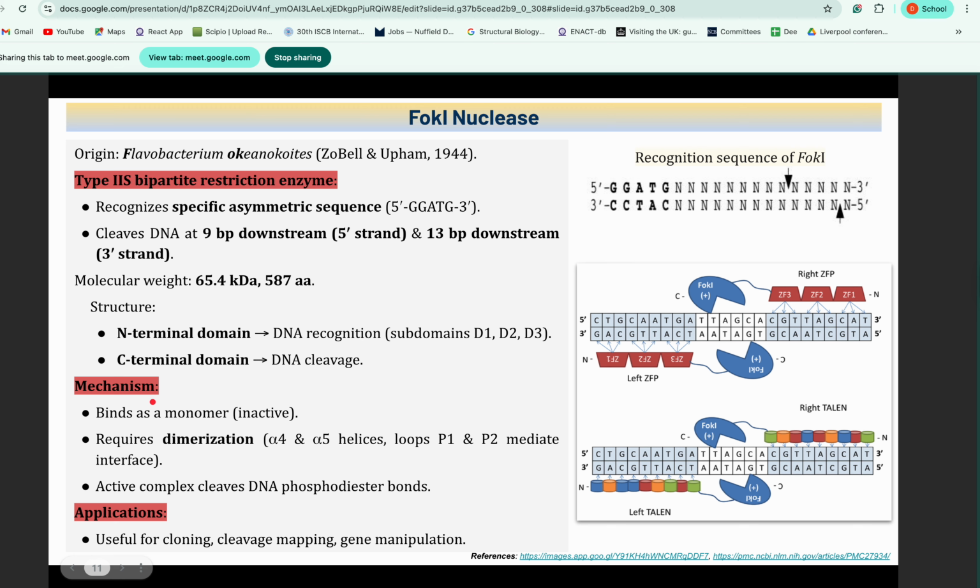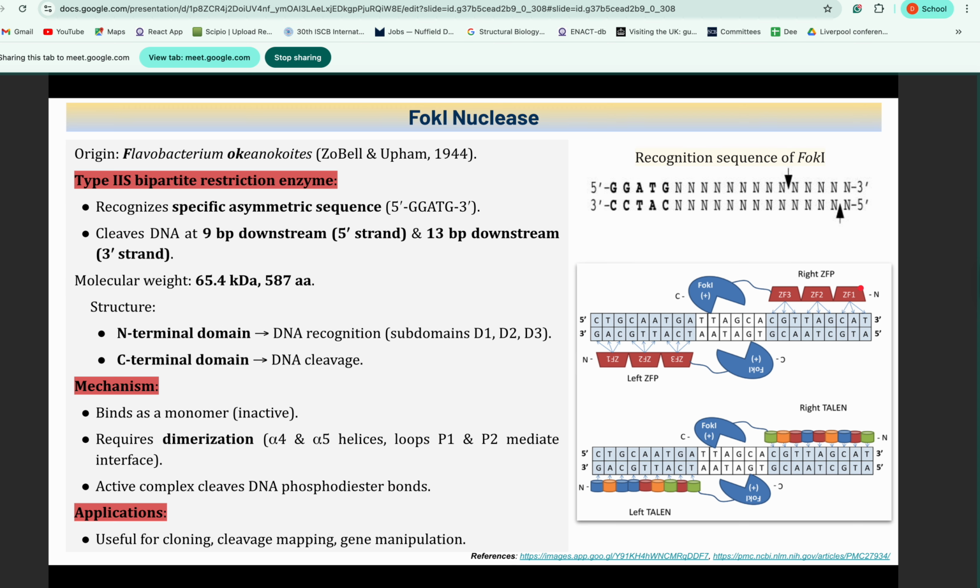Now, what is the mechanism? How does it carry out its activity? It binds as a monomer, which is inactive. It requires dimerization. So alpha 4 and alpha 5 helices and loops P1 and P2 mediate an interface, and the active complex cleaves the DNA phosphodiester bonds, because we know that the sugar phosphates, that is the backbone of our DNA, are linked to one another with the help of phosphodiester bonds. So whenever you want to break the double-stranded helix of DNA, you need to break these phosphodiester bonds, and for breaking them, nuclease activity is required.